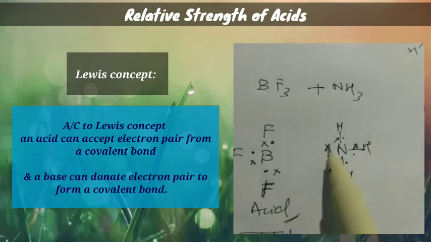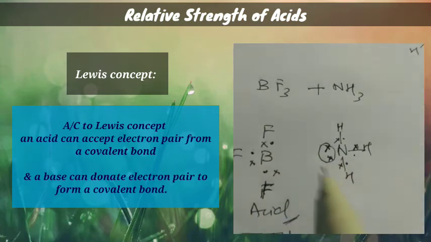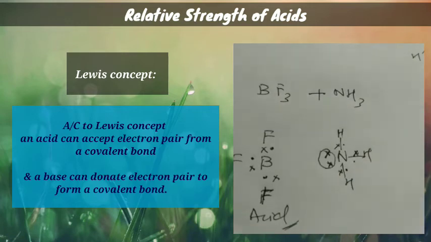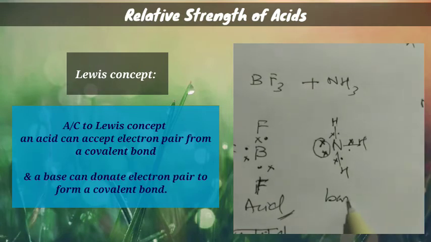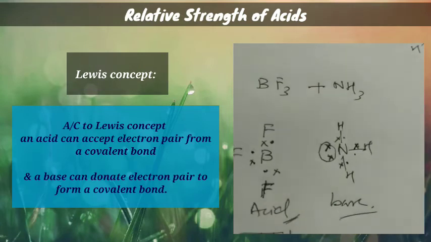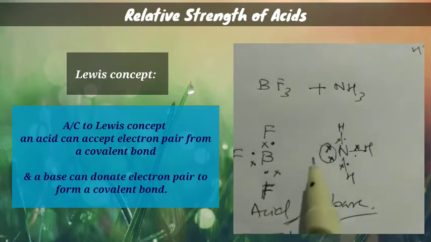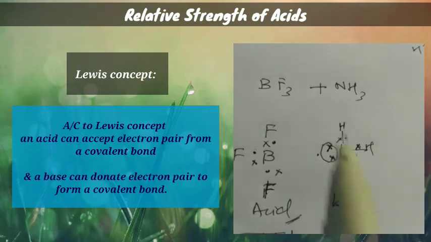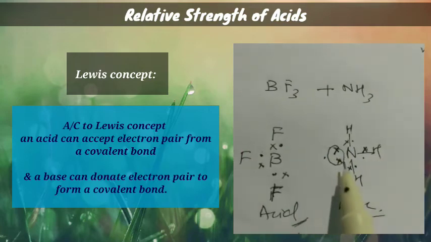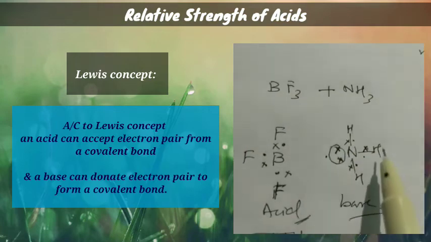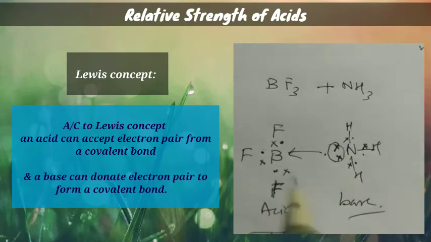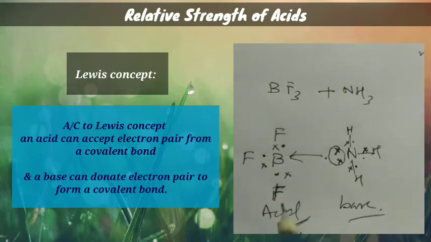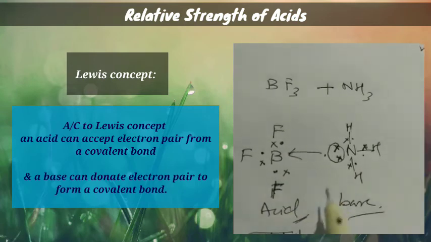Clear? And that means there will be one lone pair which is actually available for donation. That means it will act as a what? Base, okay. This ammonia will act as a base. So this electron pair can be donated. This ammonia can donate this electron pair to the acid, because this acid can accept the electron pair, okay. Then finally they can form what?